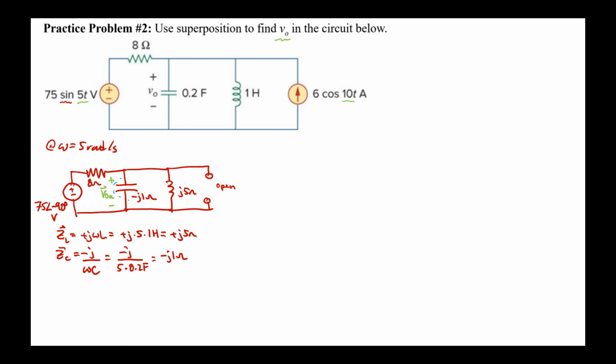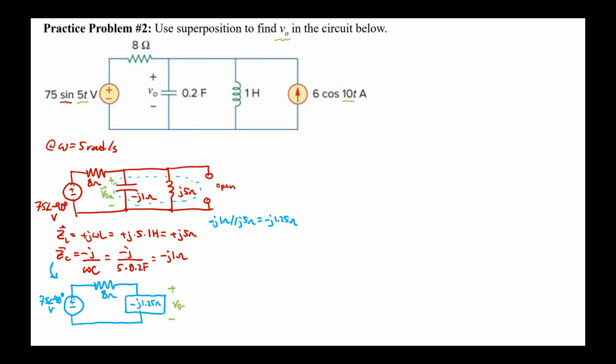I'm going to simplify the circuit by combining these in parallel, and the parallel combination of negative j1 ohm and j5 ohms equals negative j1.25 ohms. The resulting circuit looks like so, where V0A is across the minus j1.25 ohms.